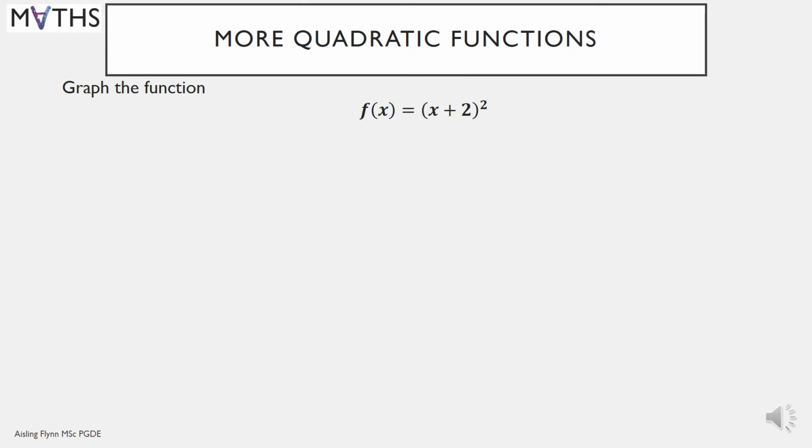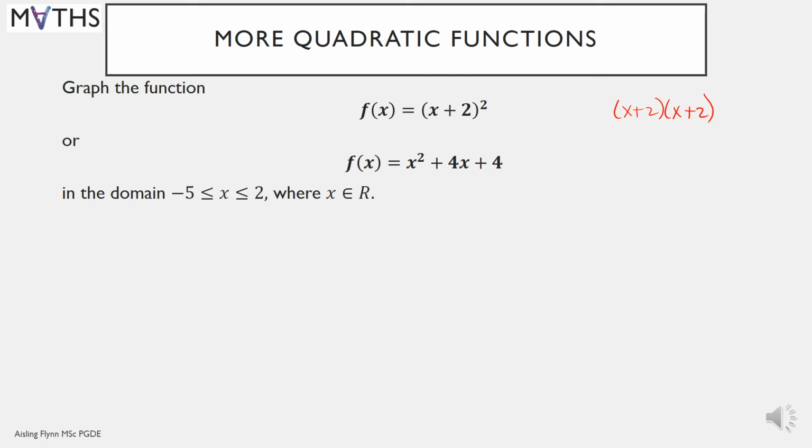Now a little bit different. This time we're asked to graph the function f of x equals x plus 2, all squared. Now if you multiply that out, if you take x plus 2 multiplied by x plus 2, that's squaring the bracket, you'd get this, which might be more familiar to you: x squared plus 4x plus 4. We've done these with quadratic equations. It's called a quadratic trinomial.